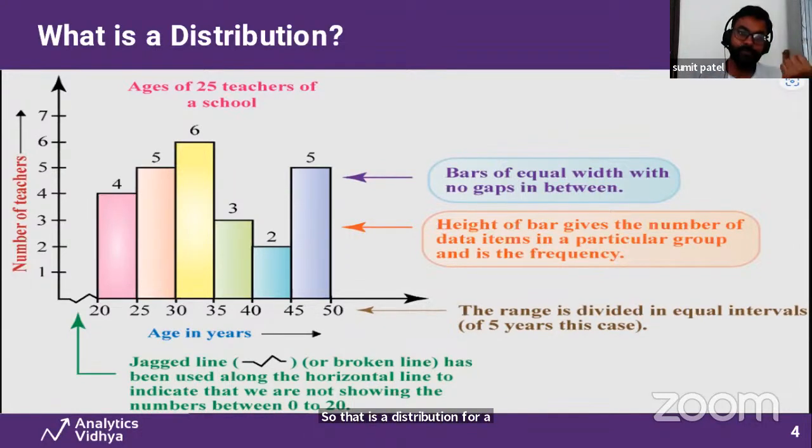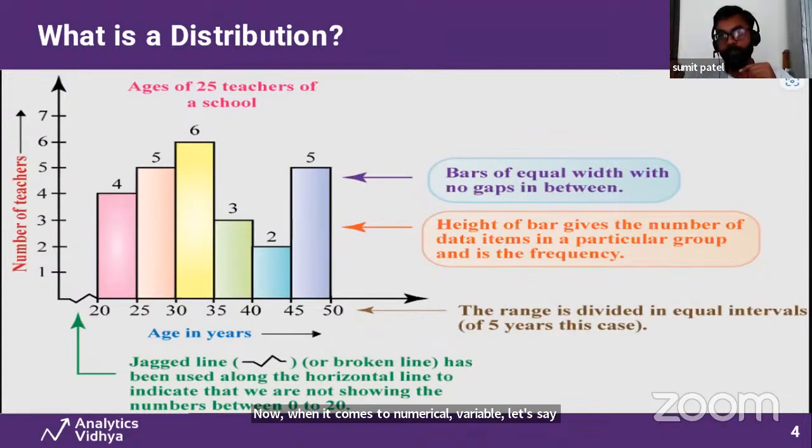Now, when it comes to a numerical variable, let's say income, height, weight, all these are examples of numerical columns. Now, you need to create buckets, right? Let's take an example here. These are the ages of 25 teachers of a school. Some of them might be 21.5, 25.6, 30.2, 40.9, and so on.